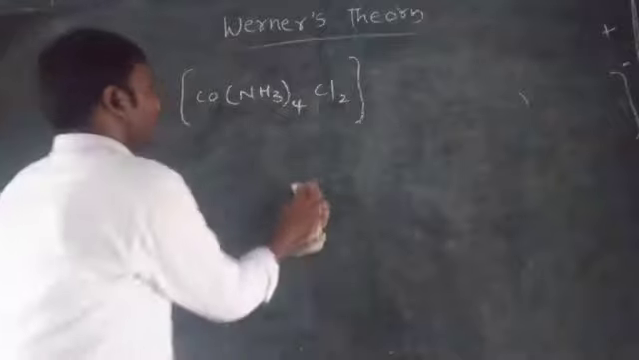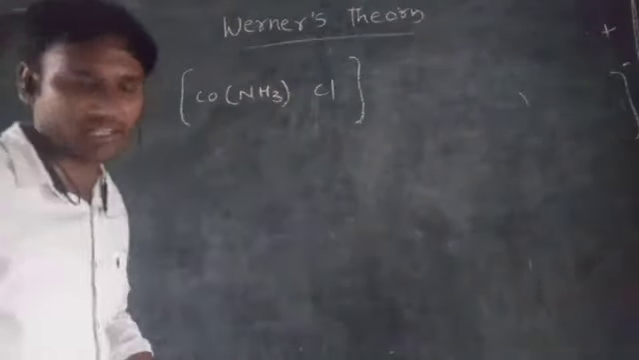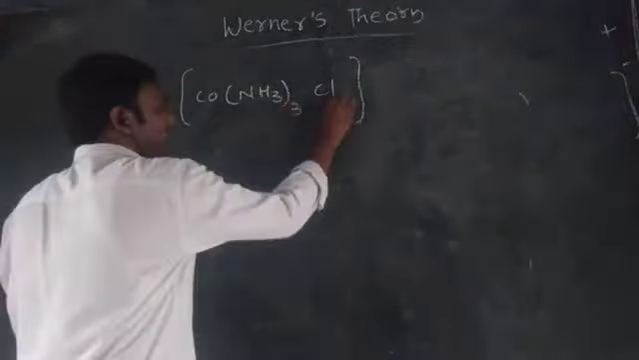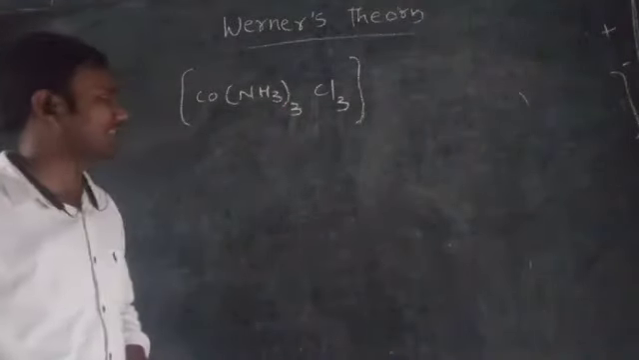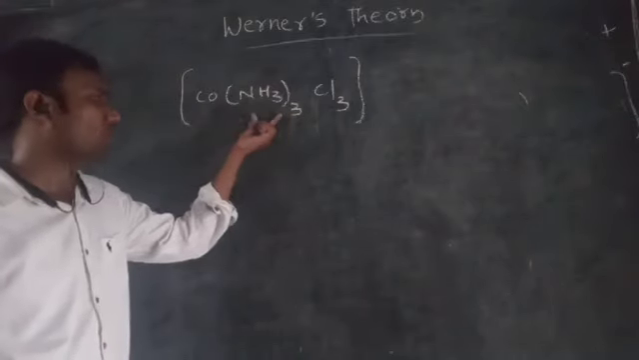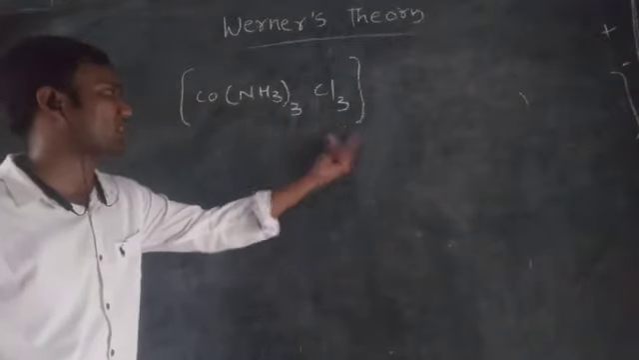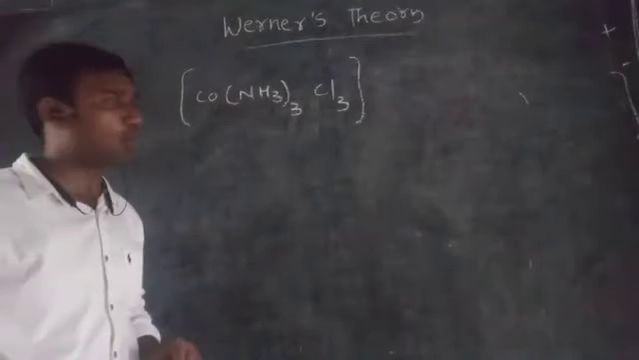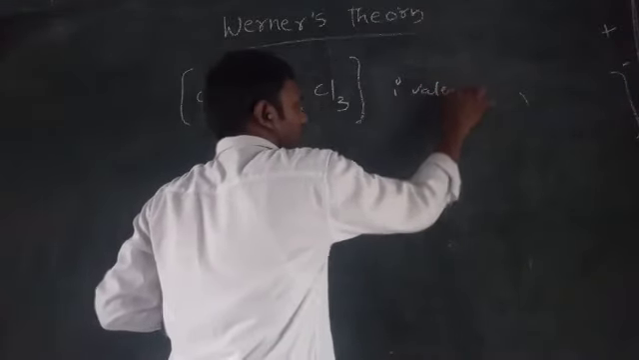So Co(NH3) taken thrice and Cl3. This is right. Now we have to identify the primary valence and secondary valence. How can you identify the primary valence? Cobalt is x, ammonia is 0, and chloride is minus 3, so x minus 3. Here a minus 3 charge is there. Obviously the counterbalance will be cobalt, so cobalt will be plus 3. That means the primary valence is 3.